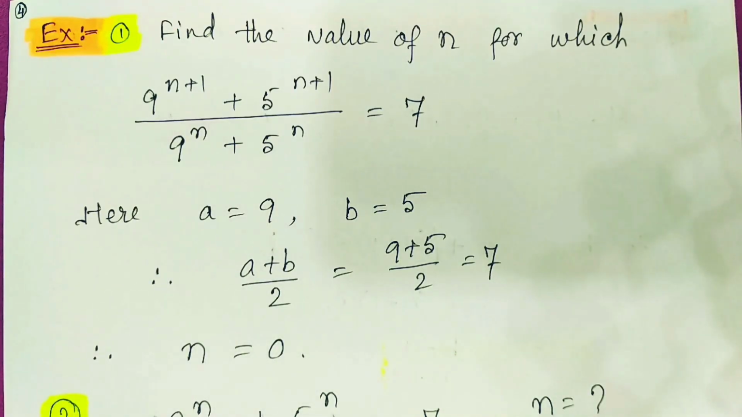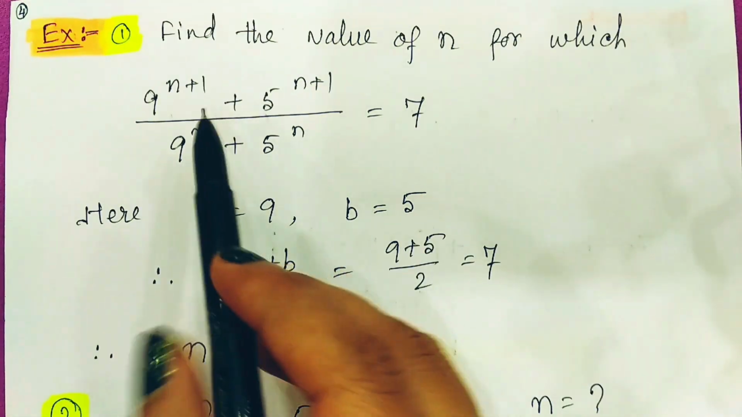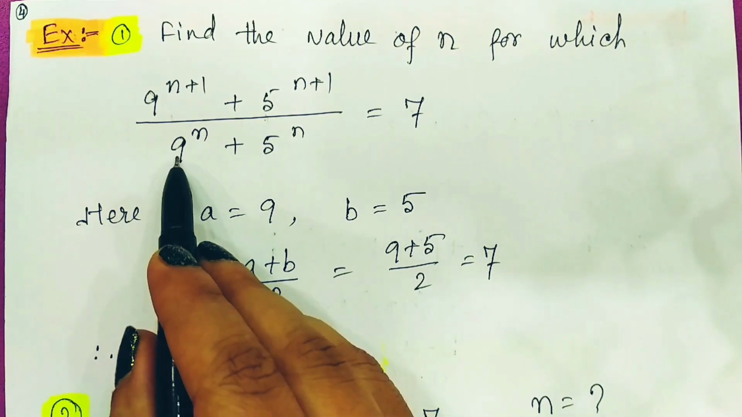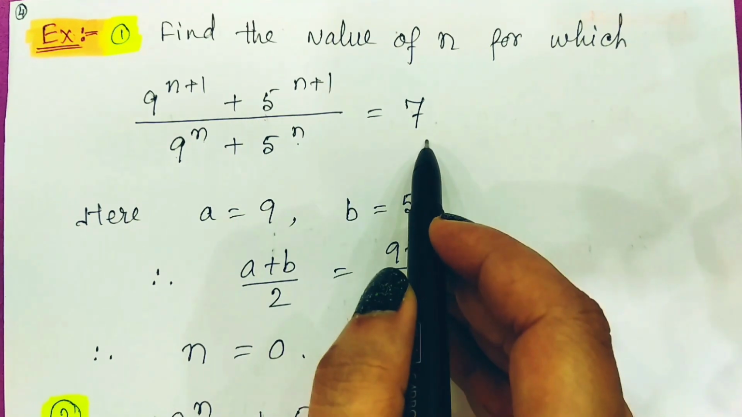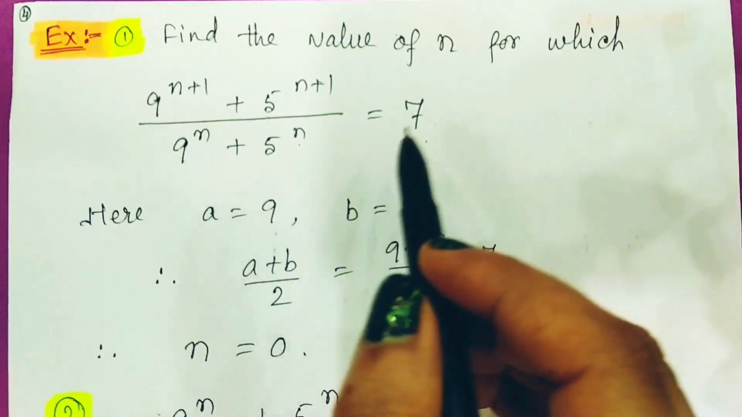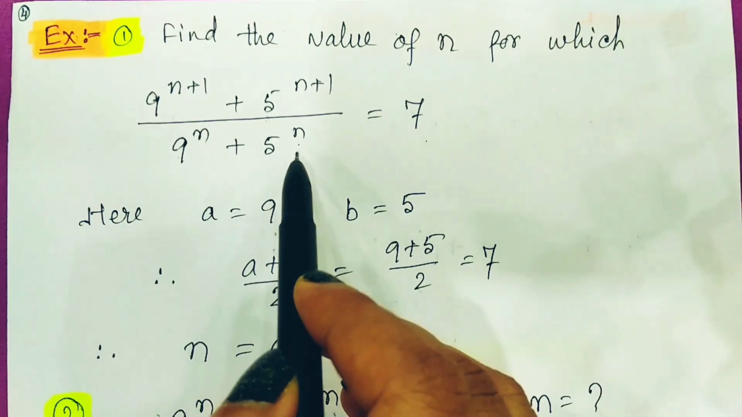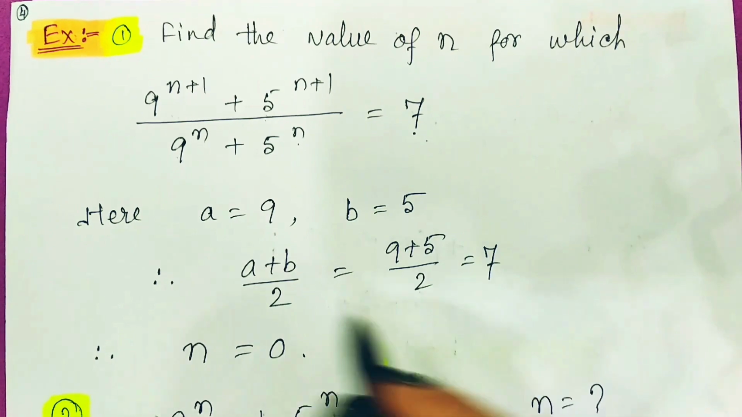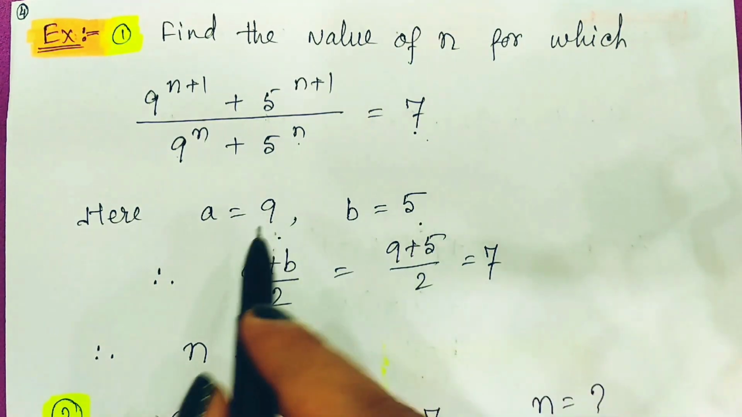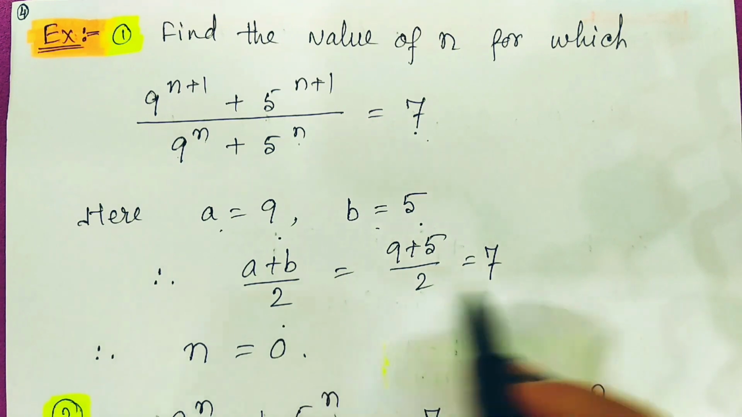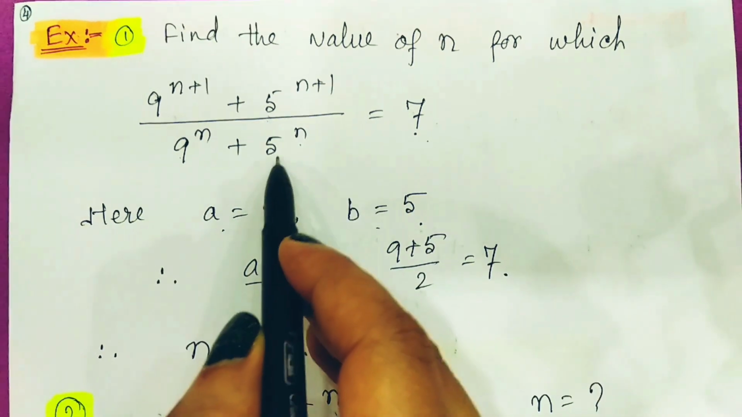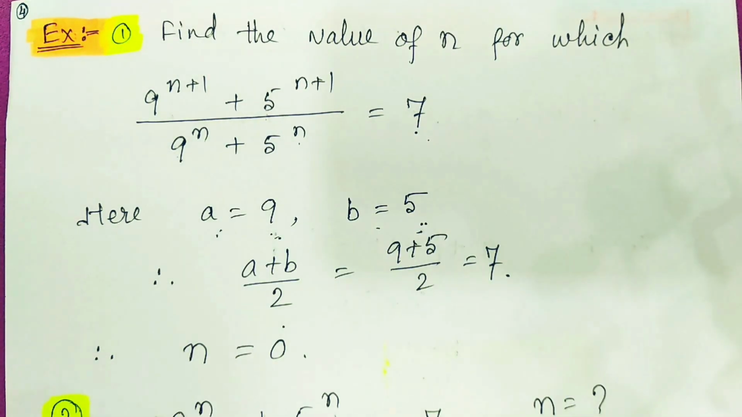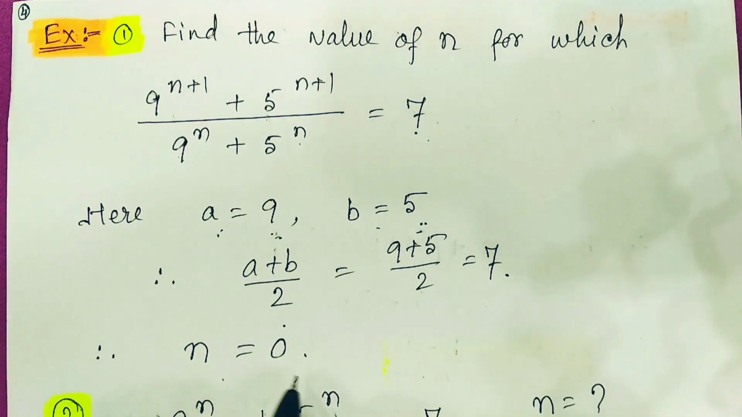Let us do that with an example also. So if the expression is given, 9 to the power n plus 1 plus 5 to the power n plus 1, divided by 9 to the power n plus 5 to the power n, is equal to 7, then find the value of n. First of all, it is not telling you that this one is the arithmetic mean of two numbers. But here the number 7 is given. So what to do? Here we can say that a is 9 and b is 5. If we take the arithmetic mean between these two, then this number is 7. That means this is the arithmetic mean of the numbers a and b, where a is 9 and b is 5. So if it is so, then directly without any calculation we can write n should be 0.